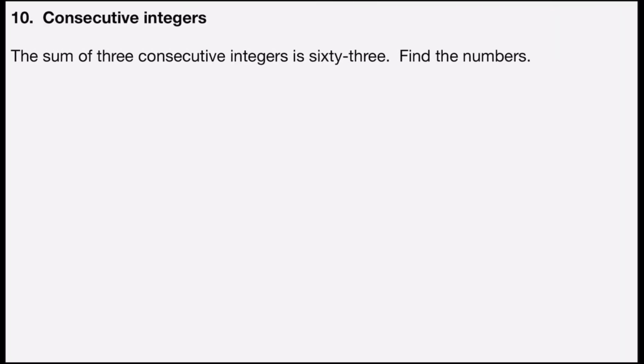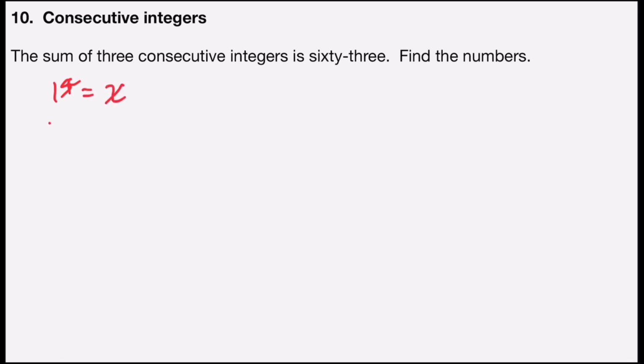Problem number 10 is consecutive integers. It says the sum of three consecutive integers is 63. Find the numbers. So consecutive means one right after the other, and if they're consecutive integers, that means they're all one apart. So my first number that I'm going to define a variable for is x, just like we've been doing.